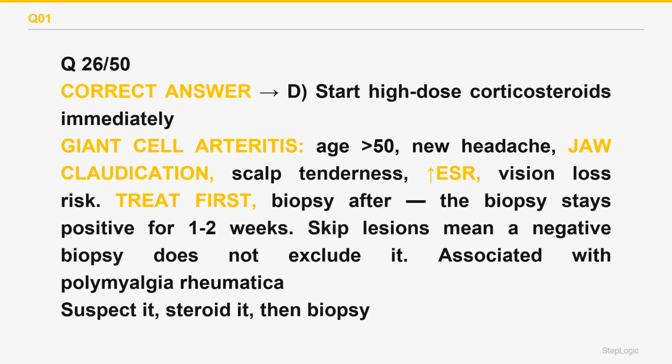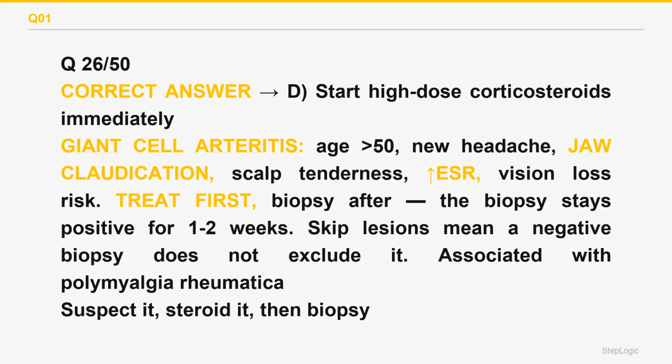Jaw claudication is the most specific symptom in the presentation and should trigger the reflex on its own. 2 further points recur. The biopsy has skipped lesions, so a long segment is needed, and a negative result does not exclude the diagnosis in a convincing clinical picture. And roughly half of these patients have polymyalgia rheumatica, with proximal shoulder and hip girdle pain and stiffness.